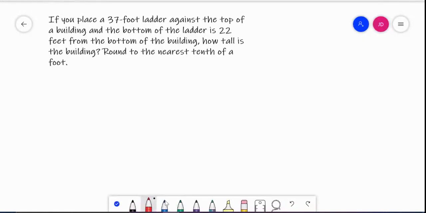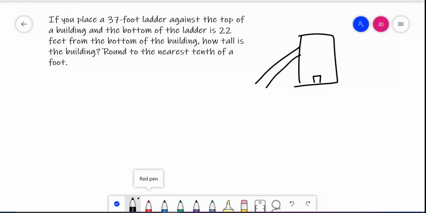Okay, so again, I'm going to draw my diagram. I'm going to make a building first. There's my fancy building. We'll put a door in the front. All right, and then I have a ladder going against the building. And all right, so I'm going to extend the ground here. Now, even this crooked ladder, it's tough to see maybe where the right angle is.